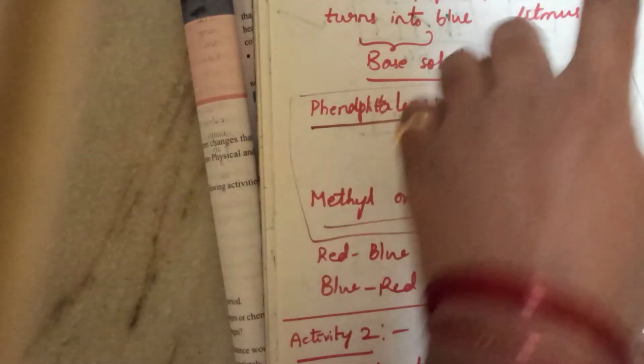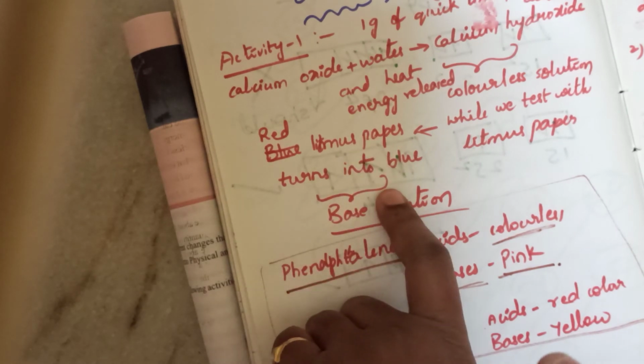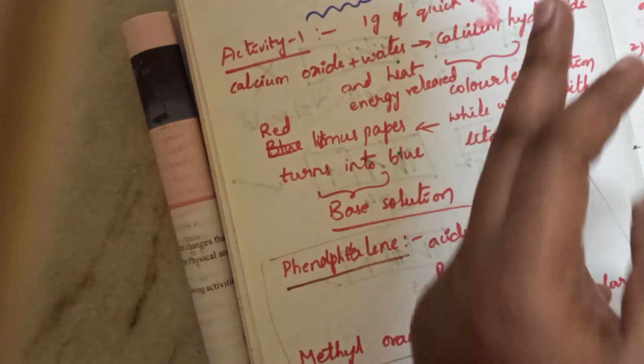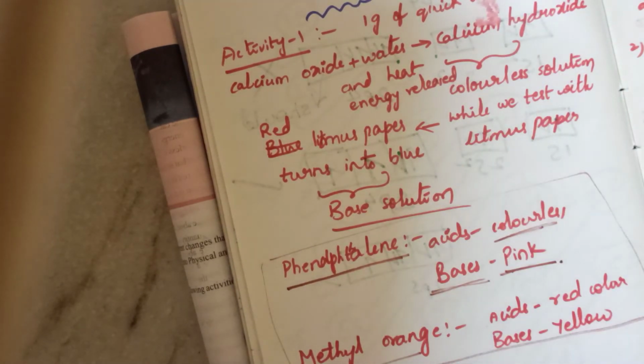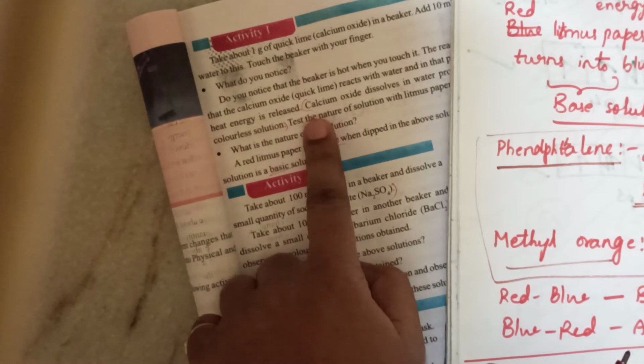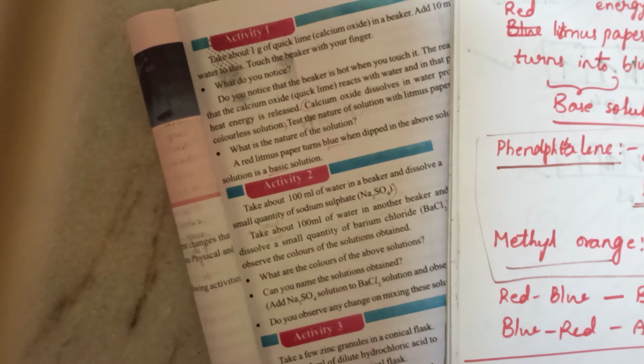So remember this. Here we got calcium hydroxide. If we test it with litmus paper, the red litmus paper turns blue. That's why calcium hydroxide is a base. We can conclude that calcium hydroxide is a base. So this is activity 1, children. This is exothermic because heat energy is released. So we got an exothermic base solution, and we call it a base solution because with calcium hydroxide, red litmus paper turns blue.